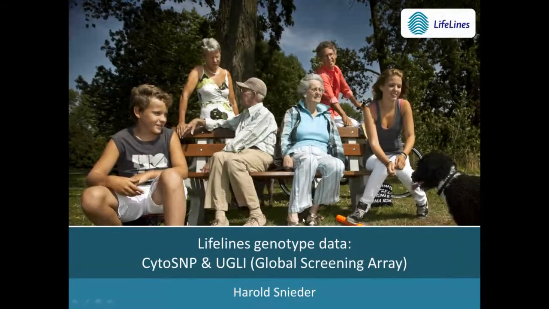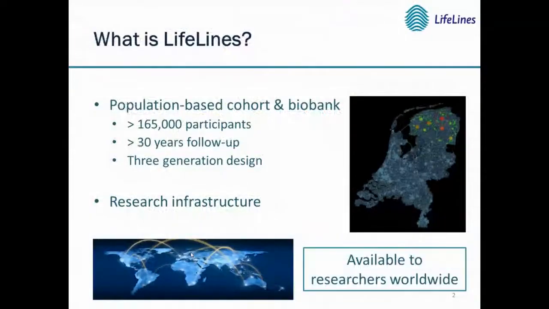Okay, I'll be talking about the Lifelines genotype data in this first 20-25 minutes or so, which consists of two types of chips or arrays, the CytoChip or CytoSNP array, and the Global Screening Array that has been used in the UGLI data. So first, a little bit of background.